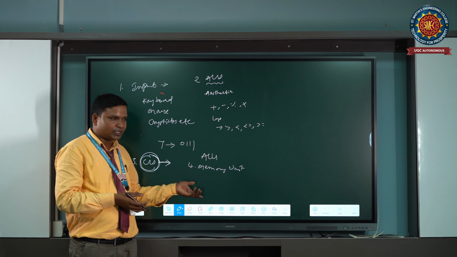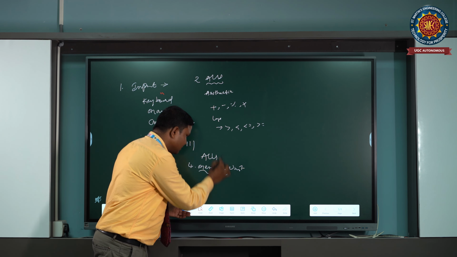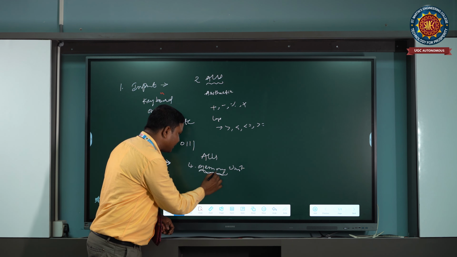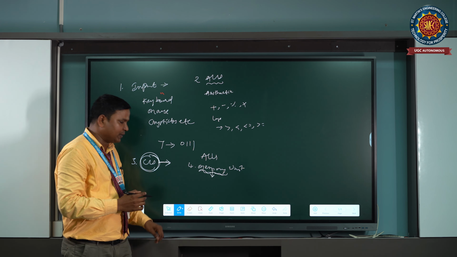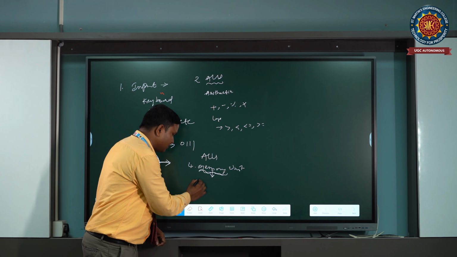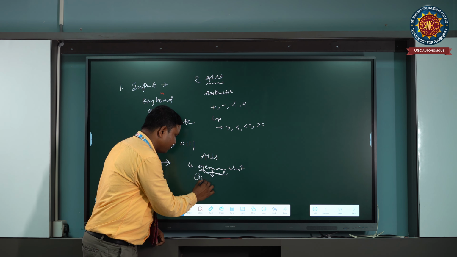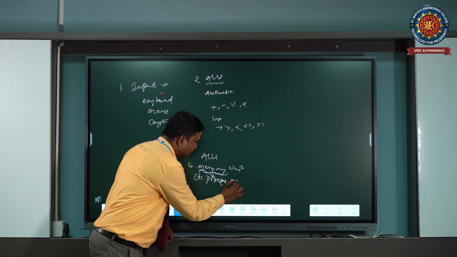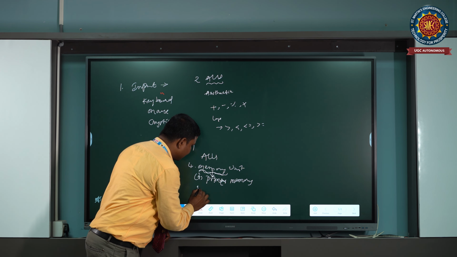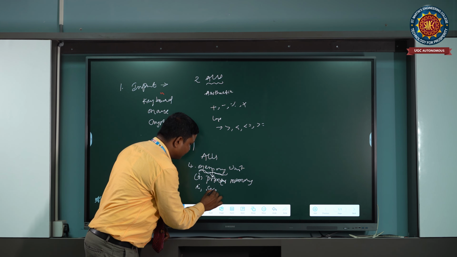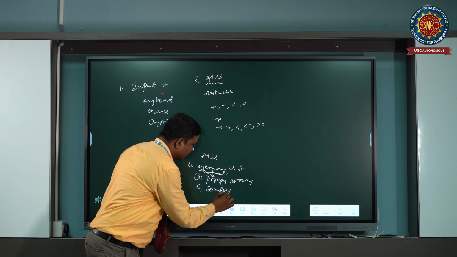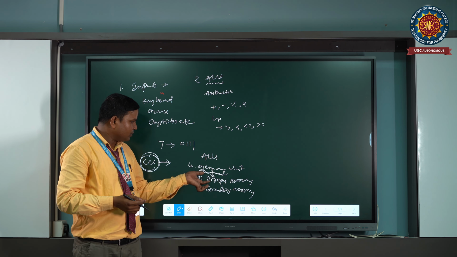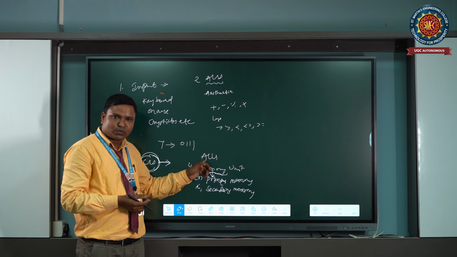External memories are also there. So first of all, what is memory? Memory is where we can store the data. What are the different types of memory? There are two different categories of memory. The first one is primary memory, and the second one is secondary memory.